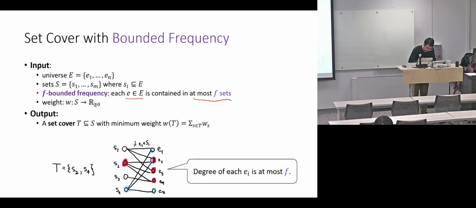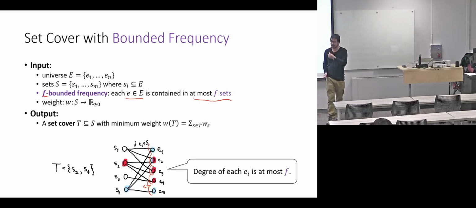So basically, I fix some f, and I promise you that the degree of every element is going to be at most f. And then the goal is to find the set cover with the smallest total weight.